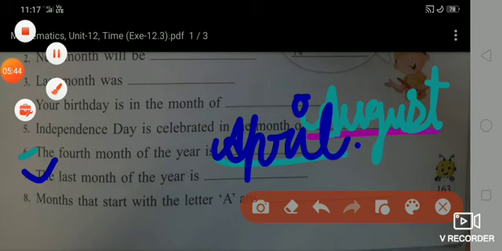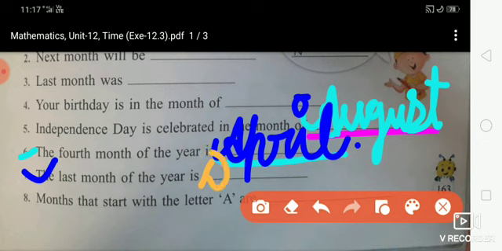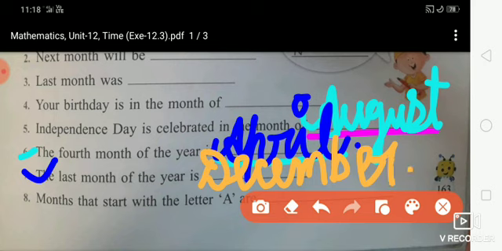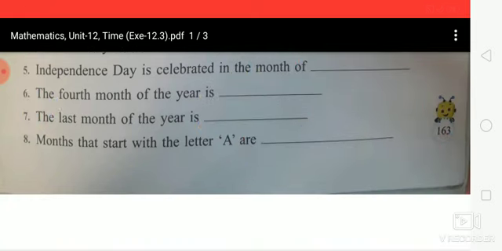Okay. Now the seventh one: the last month of the year is dash. Okay, students, the last month of the year is December. D-E-C-E-M-B-E-R. The last month of the year is December. Is that clear, students?